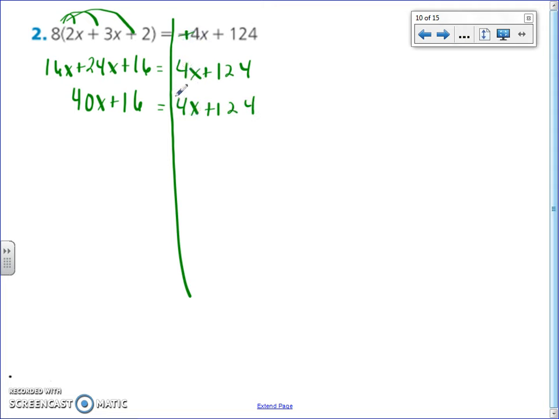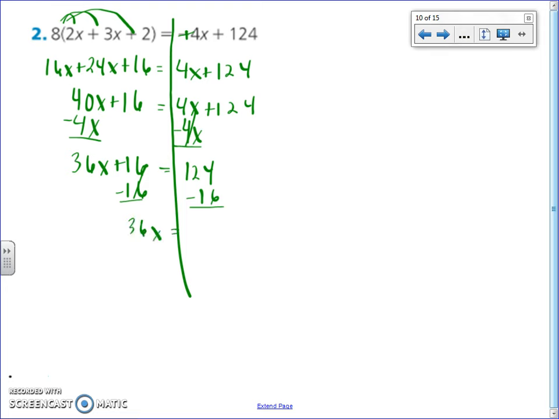I changed this to a positive because when I solved it, it was going to give me a repeating decimal, and I think that it was a mistake from the book. So I'm going to subtract 4x from both sides, and that's going to give me 36x plus 16 equals 124. Then we're going to move this 16 by subtracting it from both sides. And when I do that, I get 36x equals 108. And then we're going to divide by 36 to both sides, isolating that variable, and I get x equals 3.